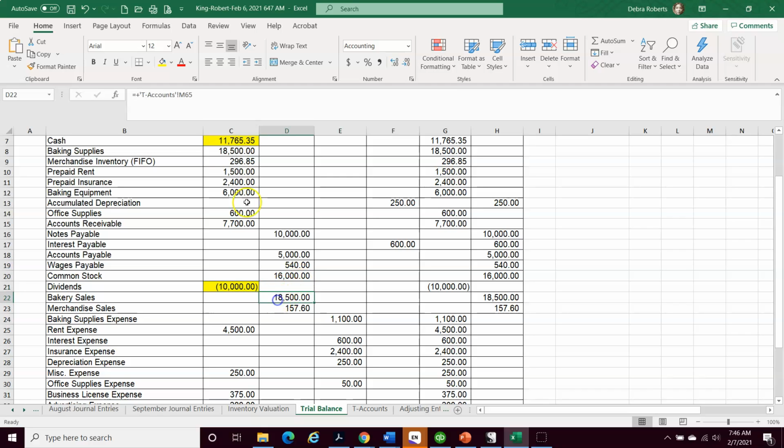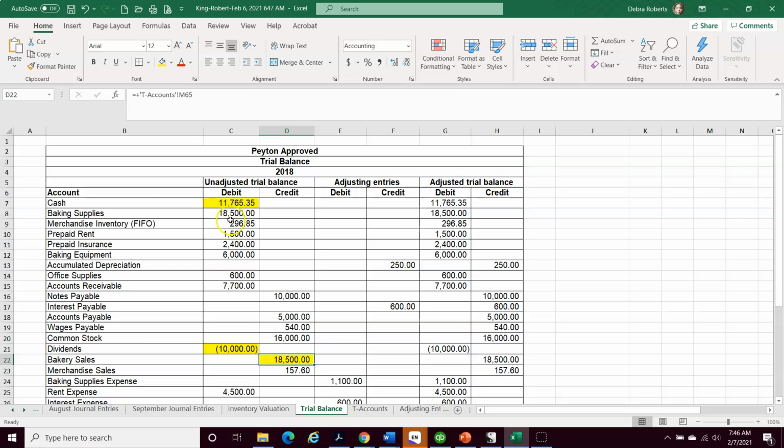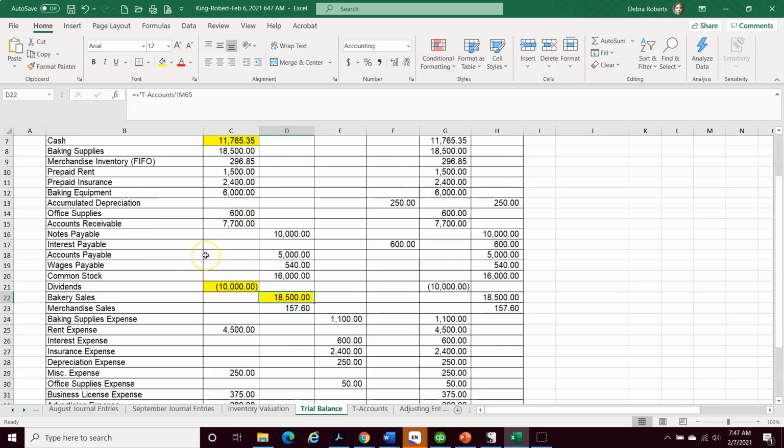Your bakery sales obviously is wrong because you're debiting your revenue and you should have been crediting it, and this number should be substantially higher. So these are the three accounts that truly are the reason I believe your numbers are incorrect.